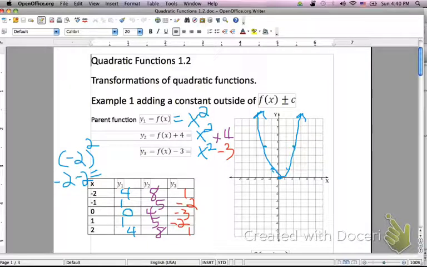Now let's look at what happened when I added 4 to the function, when I add 4 to f of x. So I have a point at 0, 4. I have a point at negative 1, 5 and 1, 5. I have a point at 2, 8. And I have a point at negative 2, 8. Now let's connect these points with a smooth curve, and it looks something like that.